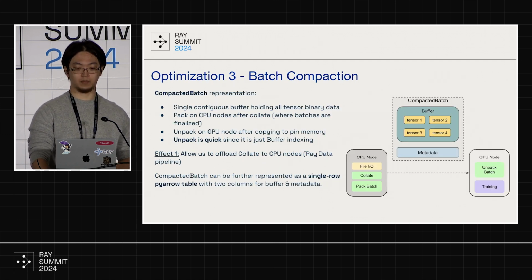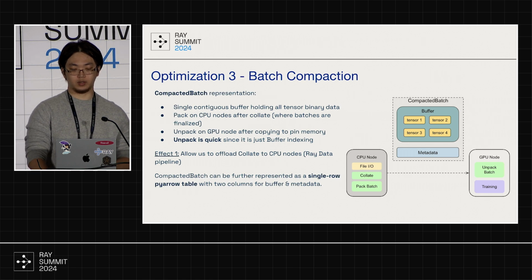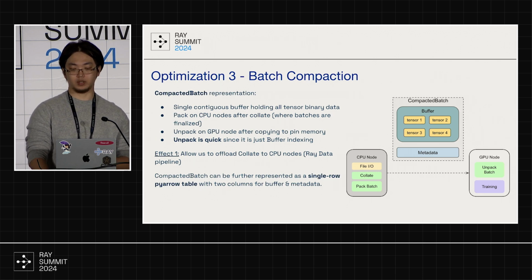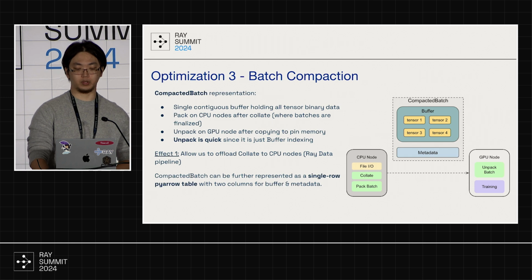So now, in order to deal with these two problems together, we introduce a custom serialized batch format where we try to put all of the tensor binaries into a single contiguous buffer, so that this operation is done in the CPU nodes once we finalize the preparation of a batch, send them all the way to the GPU nodes, and then finally only unpack after we are ready to move them to GPU memories.